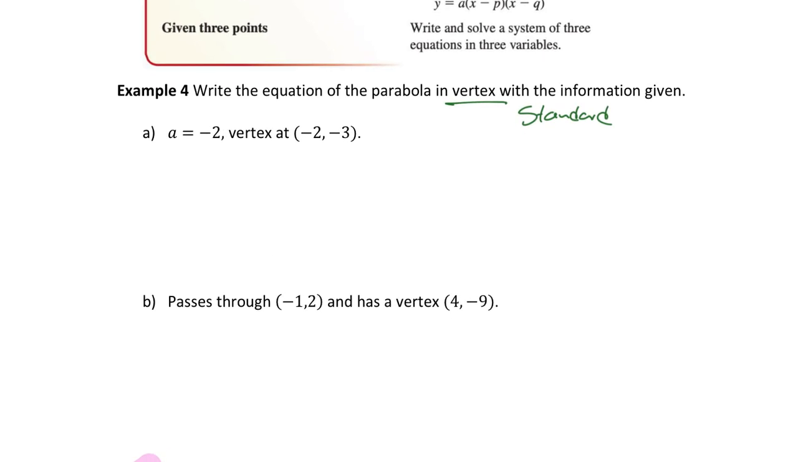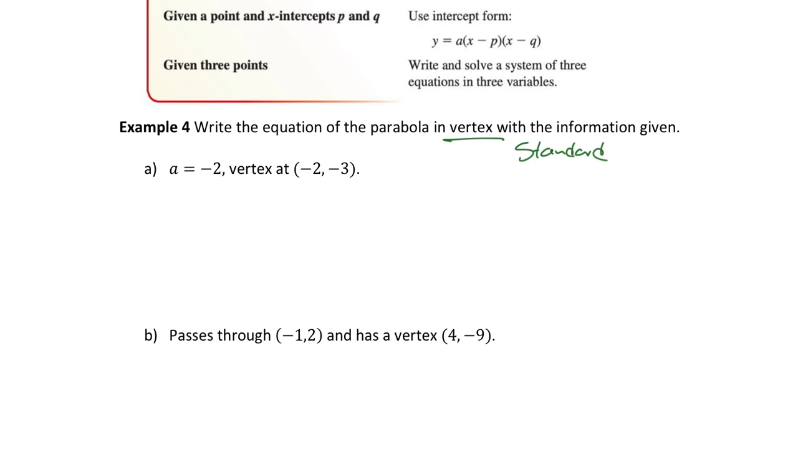So I got a equals -1, vertex at -2 and -3. We're going to plug in that information right here, where I got a, so y equals -1 times x plus 2 squared minus 3. Remember that inside the parentheses is going to be the opposite value of x, and outside of the parentheses is going to be the same value. Now, that's my vertex form. Let's do it in standard form.